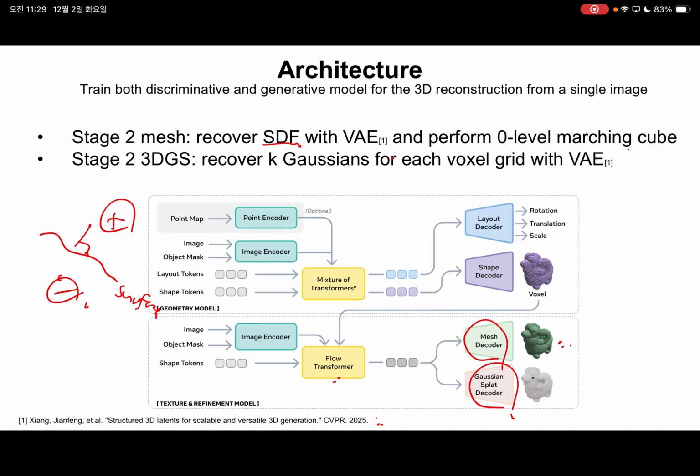That mesh is the one thing, and the other one is 3D Gaussian splatting. We recover K Gaussians for each voxel grid. So we have voxels, right? For each voxel, we define K. K might be 8, maybe. K Gaussians for each voxel, so that there are depth, height, width, times K Gaussians. There is a total of this amount of Gaussians, and then the Gaussian decoder just tries to estimate Gaussian features like mean, rotation, scale, opacity, and color. That is the Gaussian decoder.